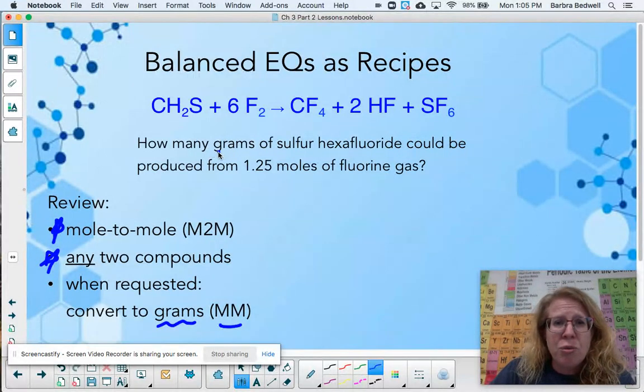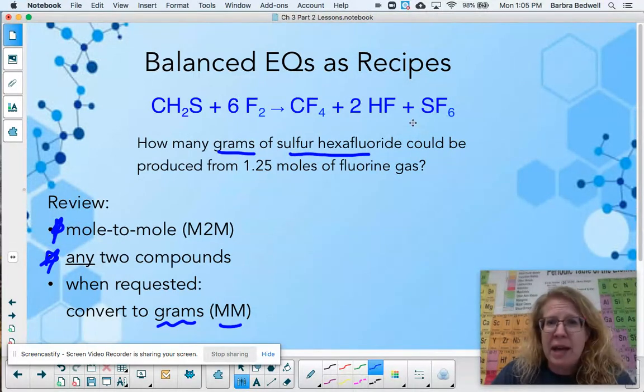So I'm looking for grams of sulfur hexafluoride. I've got to look at this and ask which one would be sulfur hexafluoride? Well, that one right there is our sulfur hexafluoride. So I want to know this one, and I want to know grams. Notice how it says how many grams of that, not just moles. Labeling my equation, that's a strategy. And how many could be produced from 1.25 moles of fluorine gas.